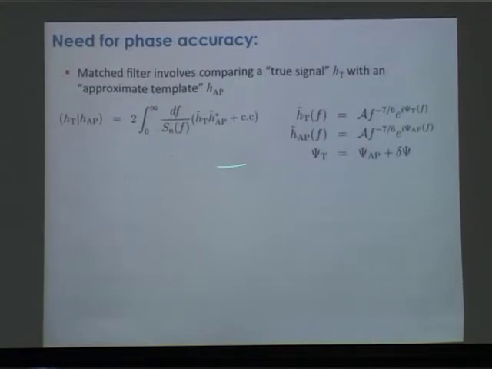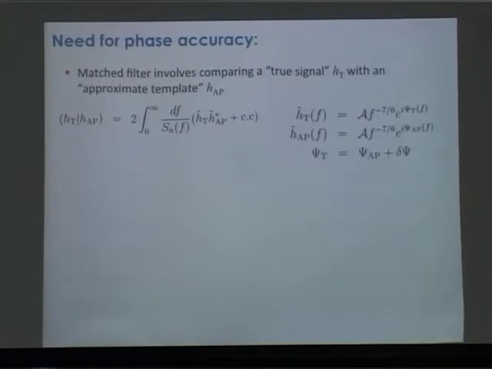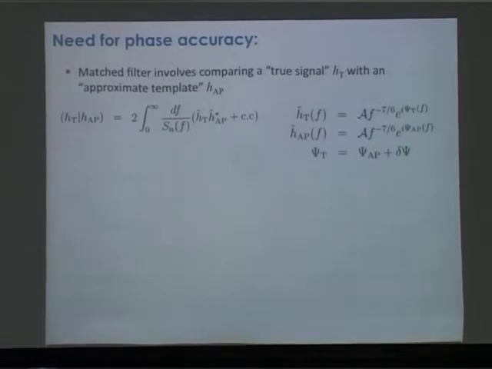What's inside this integral here is an integral over frequency space in which I've taken the Fourier transform of these time domain gravitational wave signals. And let's suppose I just model my true signal in this very simple way, which depends on some amplitude, which is the same in both cases for the true signal and the approximate signal. And let's say the true and approximate signal only differ in the phase of the Fourier transform of the wave. So the true signal is off by just some small phase shift that's a function of frequency from the approximate signal.